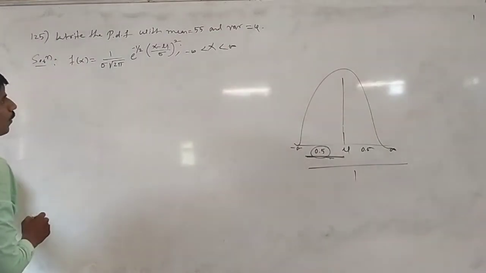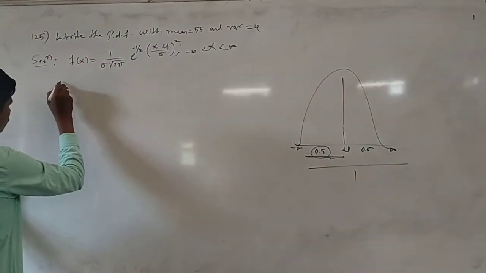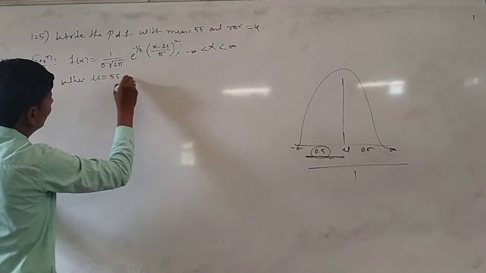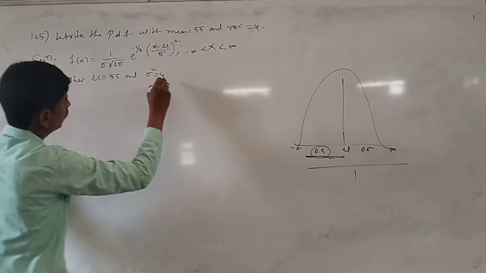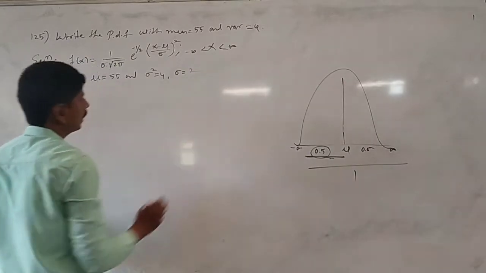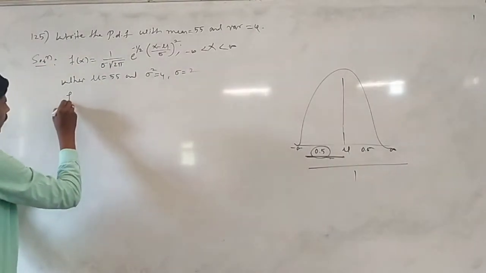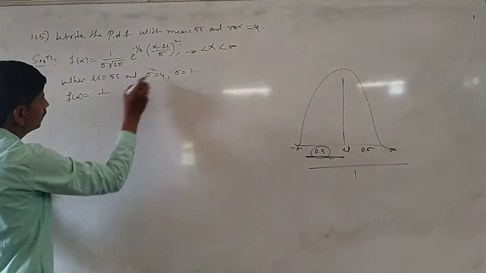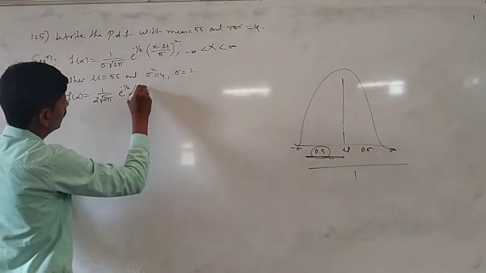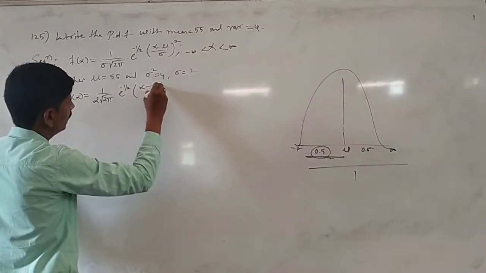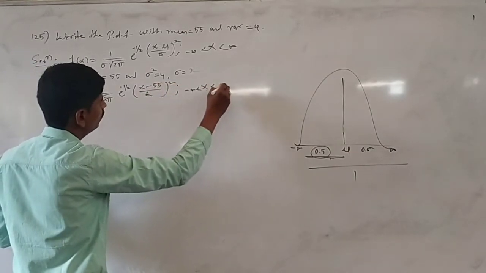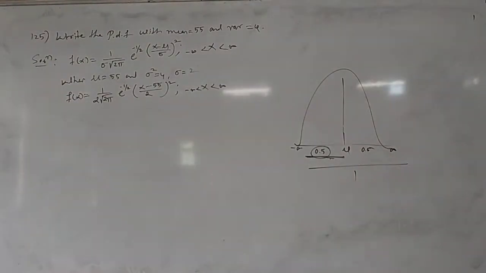Then substitute the values. Mu is the mean, equal to 55, and variance sigma square equals 4, so sigma equals under root of 4, which is 2. Then substitute the values: f of x equals 1 by sigma value 2, 2 into under root of 2 pi, e to the power minus 1 by 2 times x minus mu, mu value is 55, divided by sigma value 2, it whole square, where x lies between minus infinity to plus infinity. It is the PDF of the normal distribution.